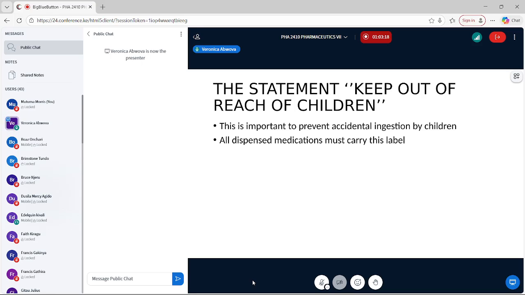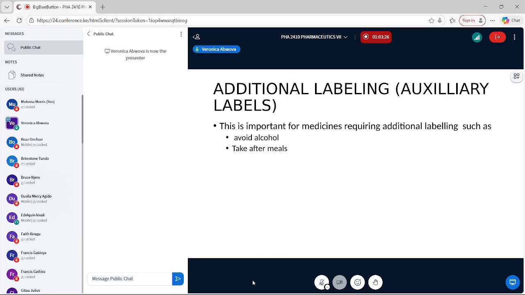The statement, keep out of reach of children. It's important to prevent accidental ingestion by children. All dispensed medicines must carry this label.